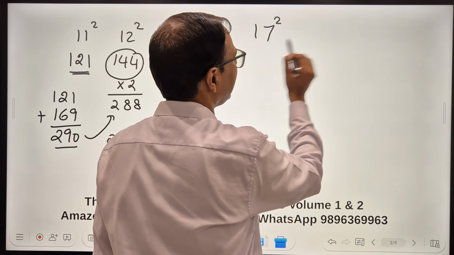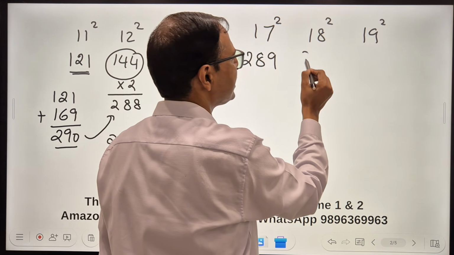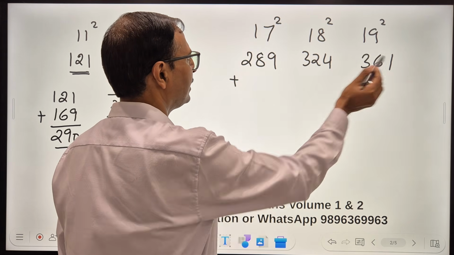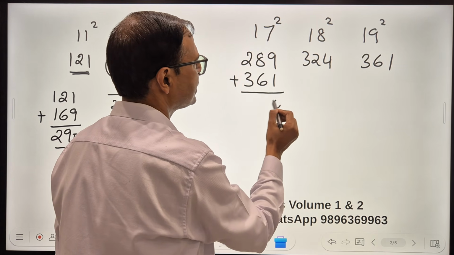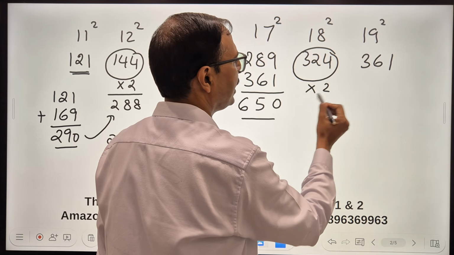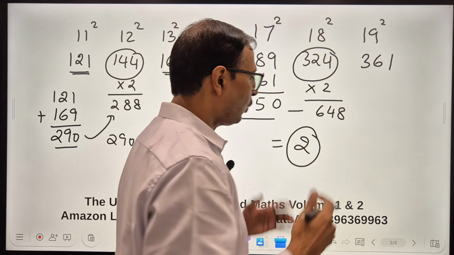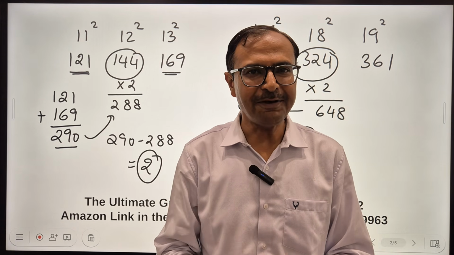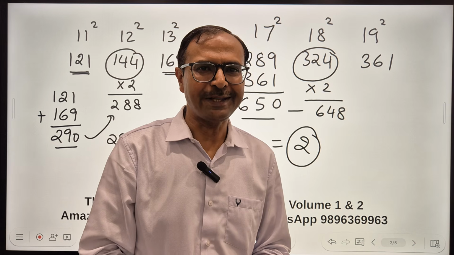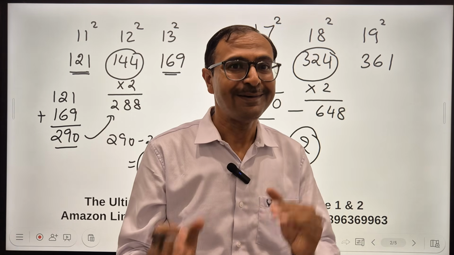17 square, 18 square and 19 square. How about this? This is 289, this is 324 and this is 361, right? Now if I add 289 and the highest one, 361, I get 650. And what is the double of 324? It is 648. Just subtract, you will get the answer as 2. Now why does that work? I will tell you why this works using a very simple logic, and for that you need to stay tuned for the rest of the video also, because one more amazing pattern is coming up next.